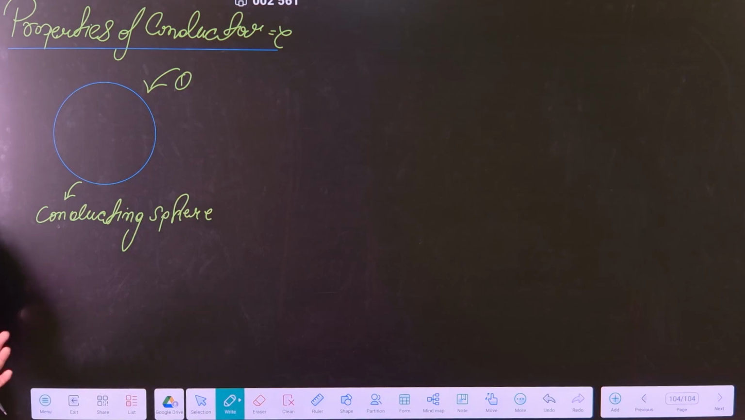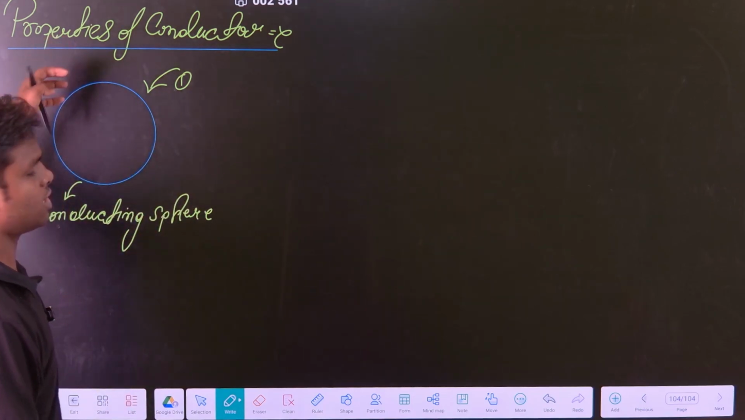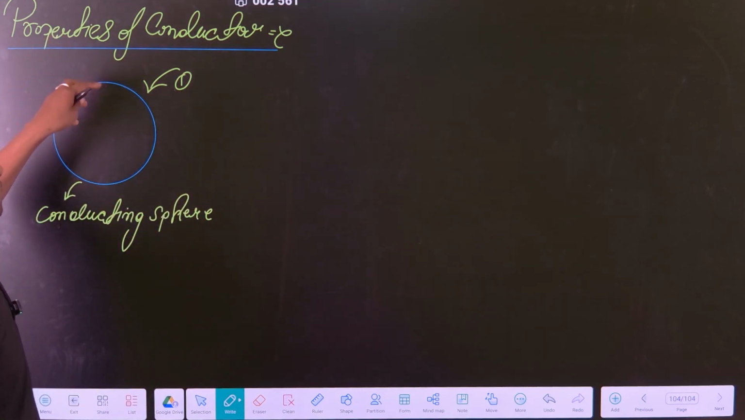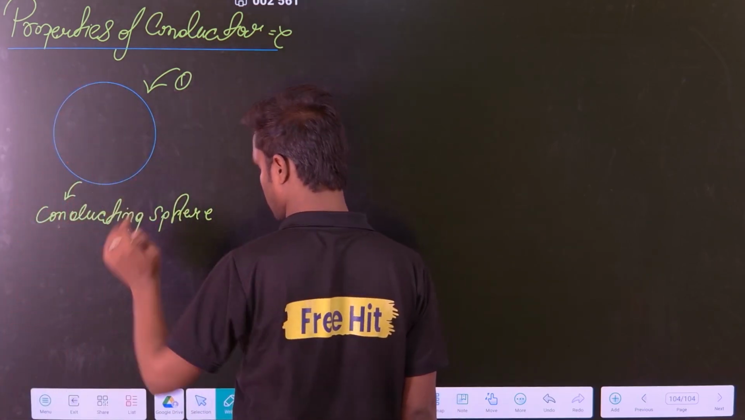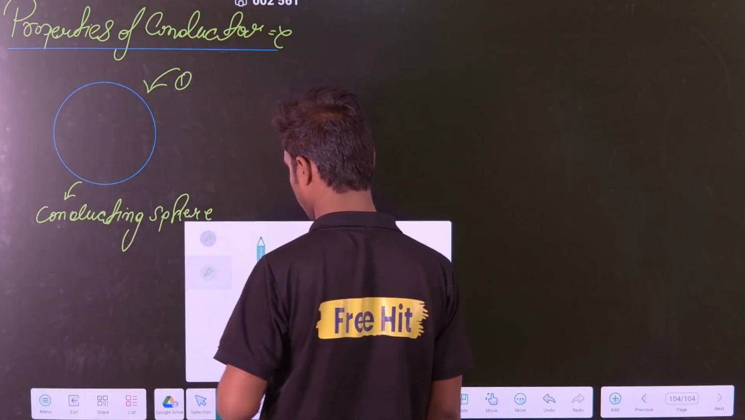Do you understand my question? What am I trying to ask? I have given a charge to this sphere. This is a conducting sphere. Where will this charge be present? See, there will be material inside this conductor. Obviously, it is not hollow. It has some material. Correct?